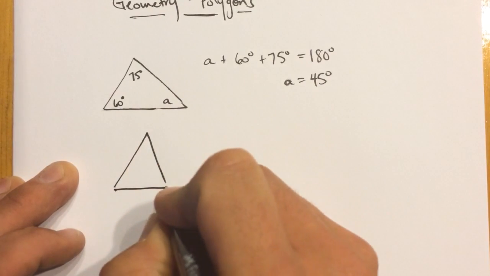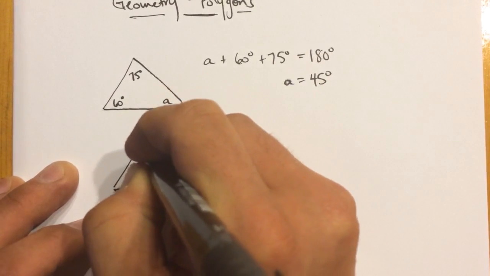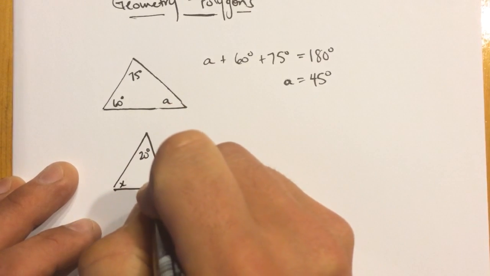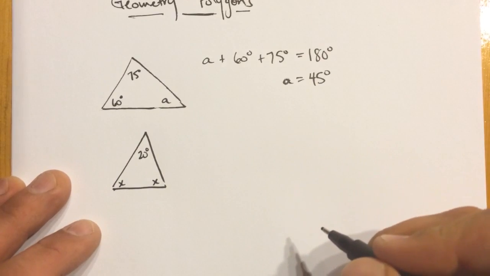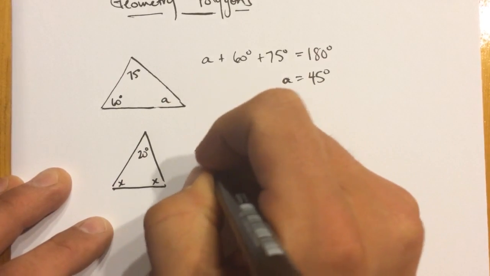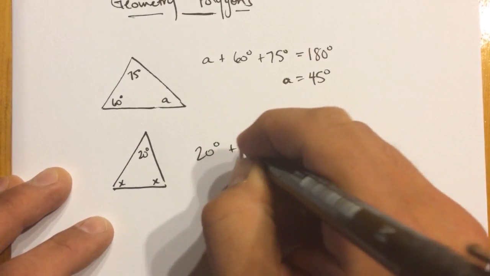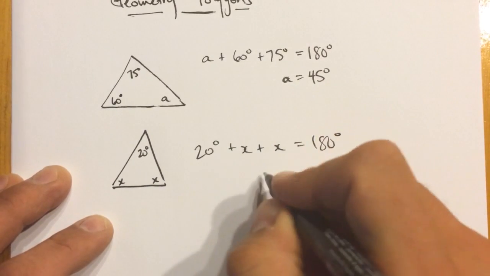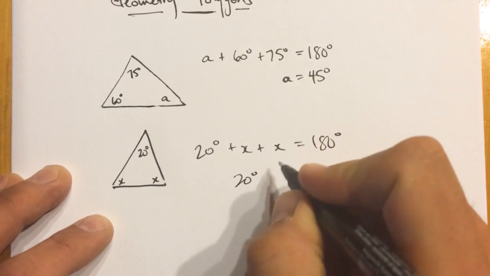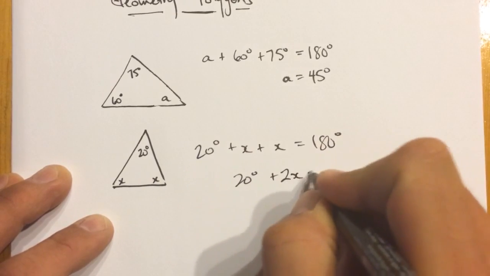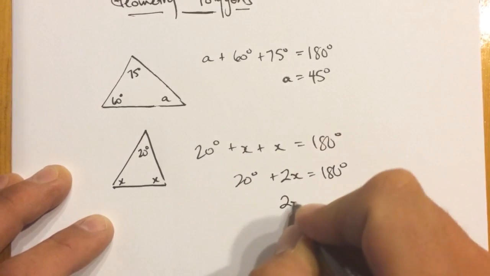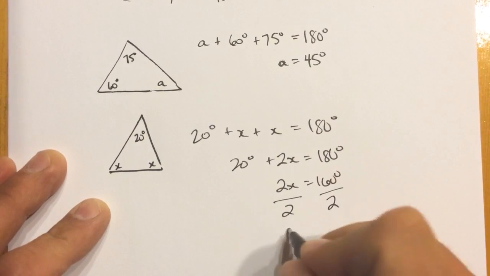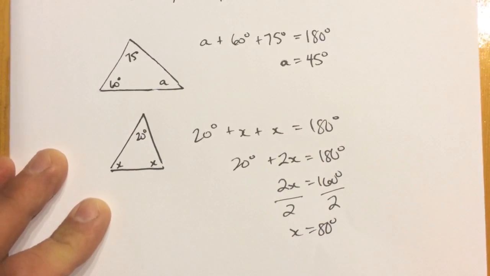We have this triangle here. Let's say there's 20 degrees up in this corner, and the angles down in these corners are the same. They're both some unknown value x. We can use the same logic. 20 plus x plus x equals 180 degrees, and we can solve that in a few ways, but 20 plus 2x equals 180. That is 2x equals 160. Dividing both sides by 2, x equals 80 degrees.